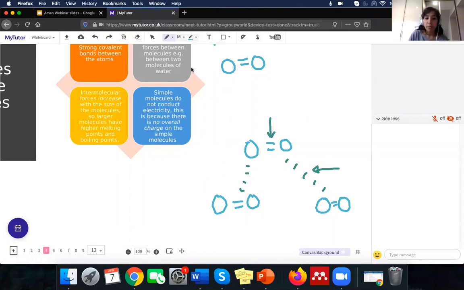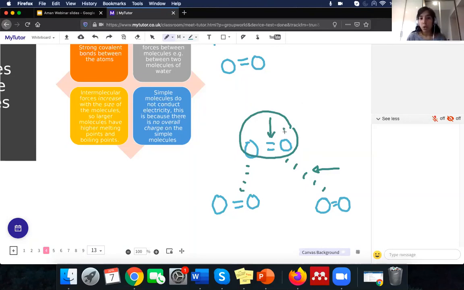and therefore not a lot of energy is needed to break those bonds. So I'm going to repeat that again. Simple molecules, if we imagine here, this is a simple molecule of oxygen. It's got a covalent bond between it, a double covalent bond. A lot of energy is needed to break that bond. But when we melt or boil oxygen, we don't break the covalent bonds between oxygen atoms, we break the bonds between molecules.